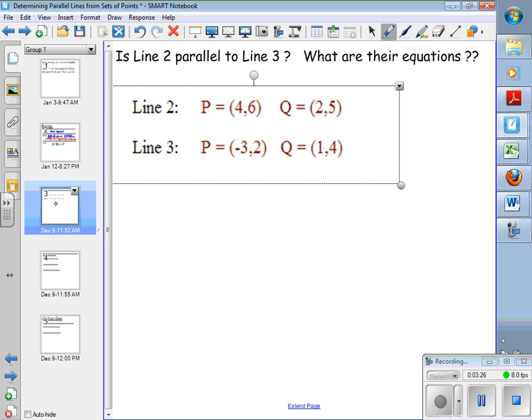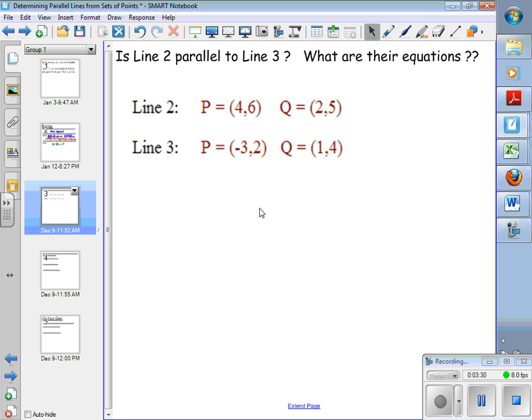All right. Not quite sure why I'm clicked on there. Maybe it'll go away. There we go. All right, is line 2 parallel to line 3? What are their equations?